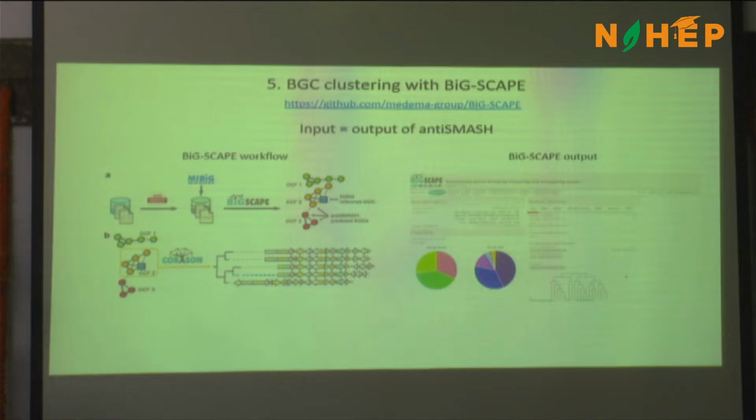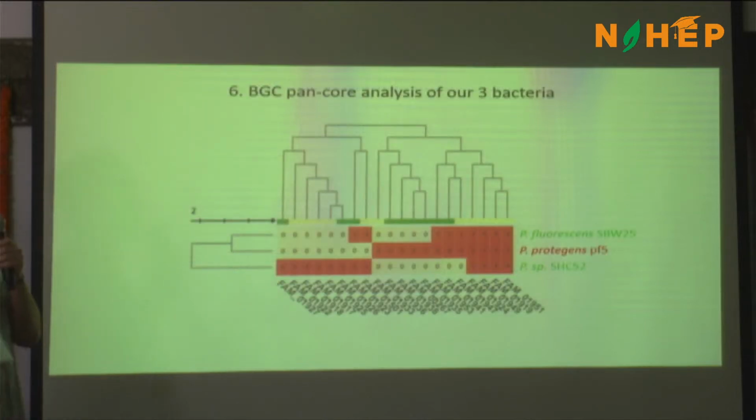Basically what BiG-SCAPE does is it tells you the similarity between the BGCs that you found with antiSMASH, to see how similar they are to each other. With that, we can do a pangenome analysis at the BGC level. This will be like another representation, like the Venn diagram that we did at the gene level, but with BGCs.